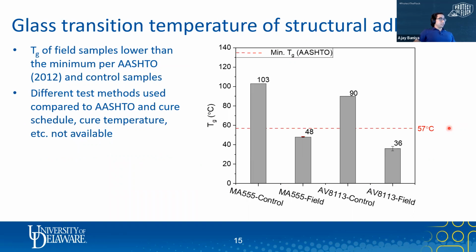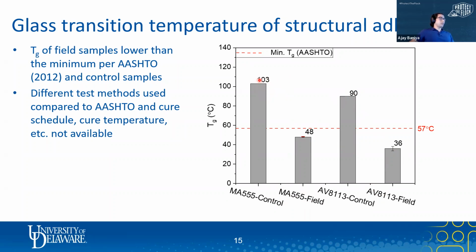Unlike the DMA test for the matrix, we were not able to use DMA to determine the glass transition temperature of the structural adhesive, because these samples were tiny and in powder form. We had two different types of samples, MA555 and AV8113. For both of them, we saw a significant reduction, as you can see: 103 to 48, 90 to 36. But these numbers came from the literature, and we were not able to find the proper cure information of the control samples, so an apples-to-apples comparison between control and field was not possible.